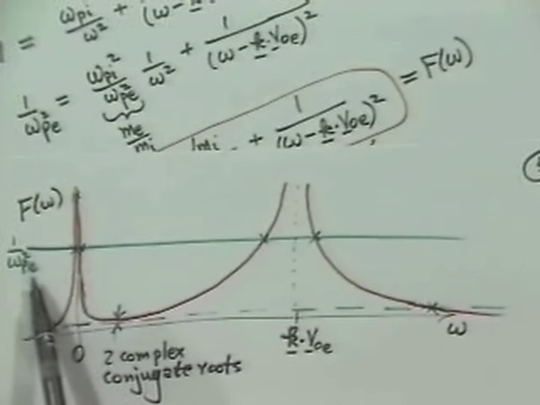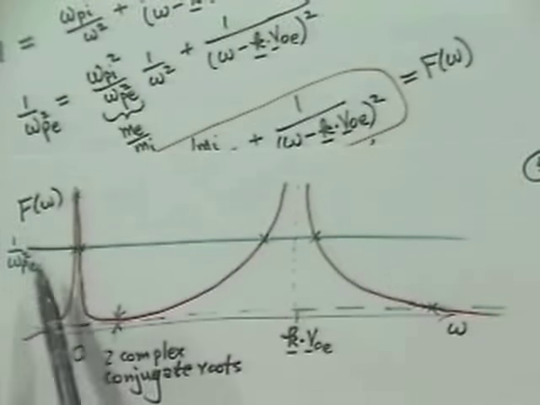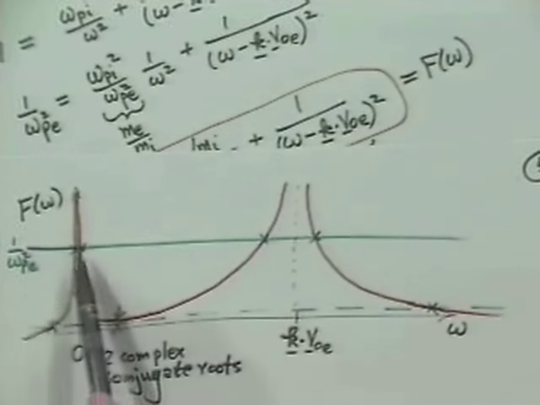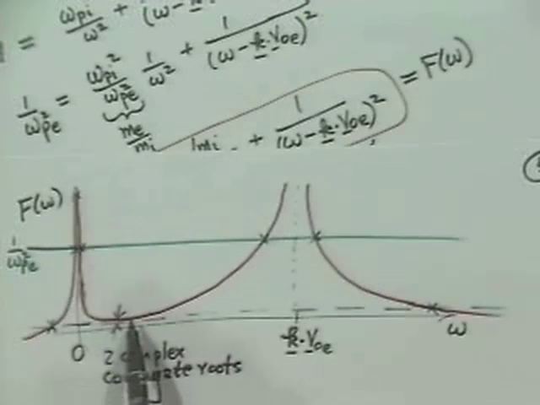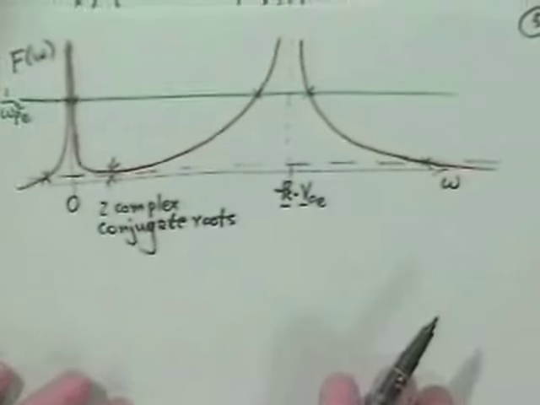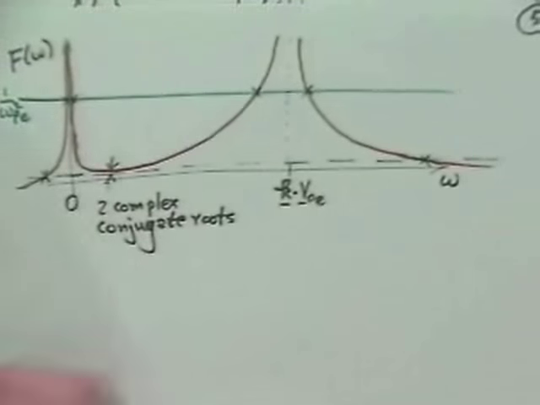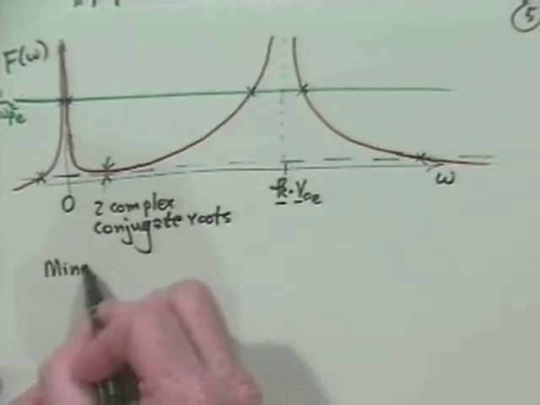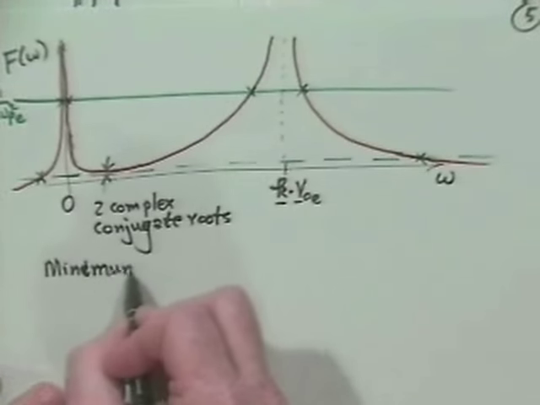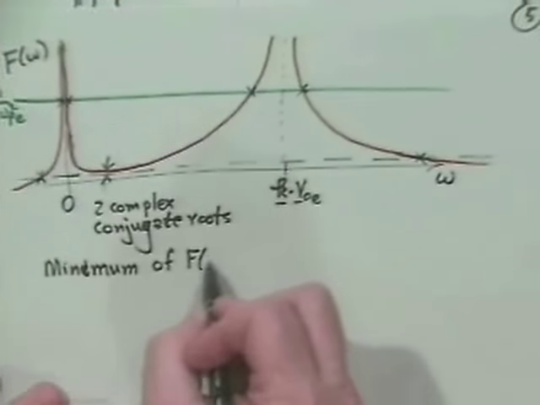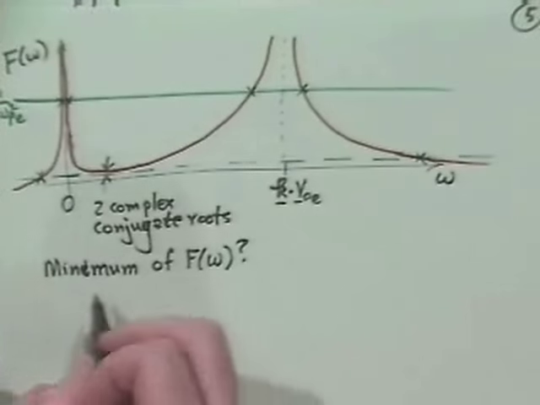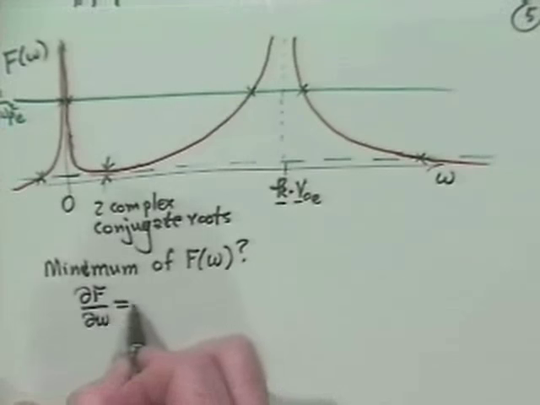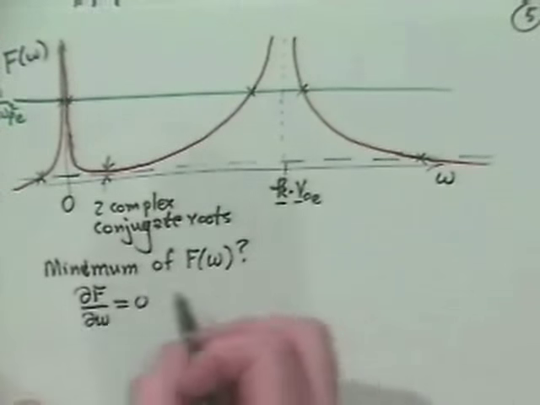How high does the density have to be in order for 1 over omega p squared to be small enough so that I go below that minimum and have my two complex conjugate roots? So to answer those sort of questions, the first thing we need to know is, where is the minimum of f of omega? Well, to do that, you just take df by d omega and set it equal to 0, find its minimum.